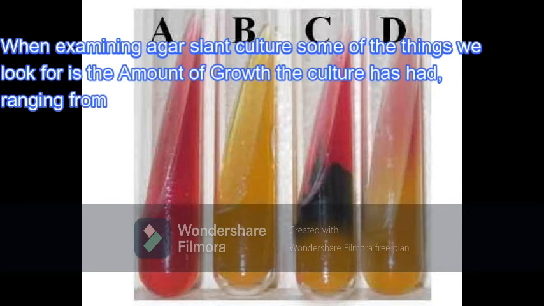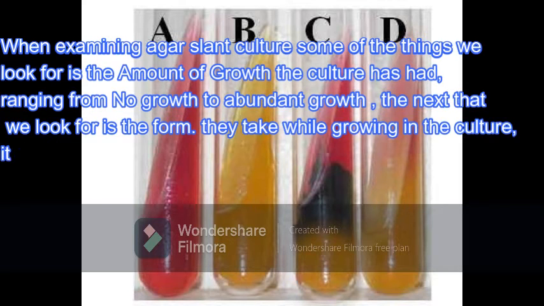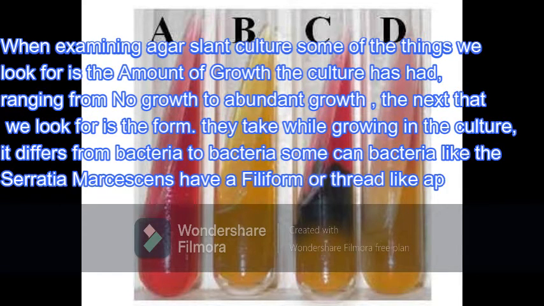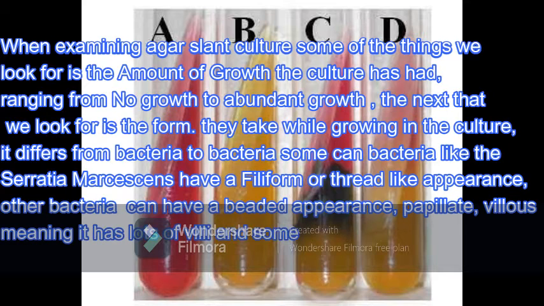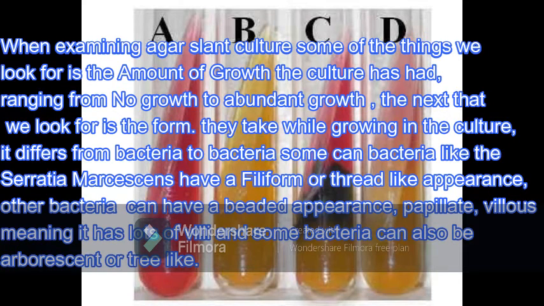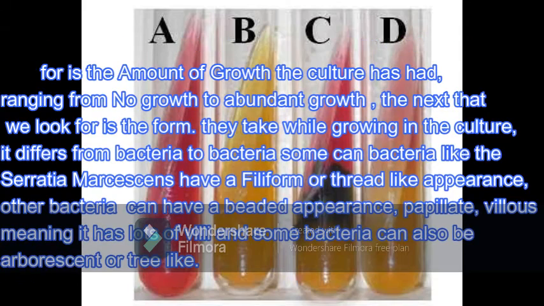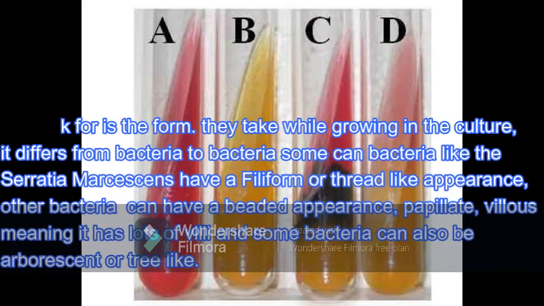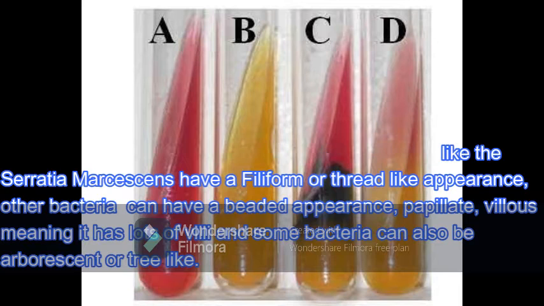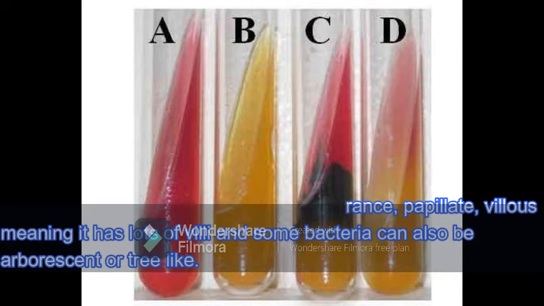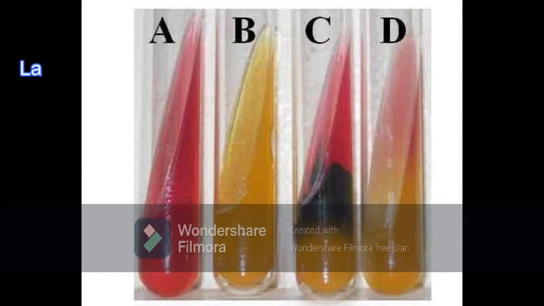When examining agar slant culture, some of the things we look for are the amount of growth the culture has had, ranging from no growth to abundant growth. The next thing we look for is the form they take while growing in the culture. It differs from bacteria to bacteria, and some bacteria, like Serratia marcescens, have a filiform, or thread-like appearance. Other bacteria can have a beaded appearance, a papillate, a villus, meaning it has lots of villi, and some bacteria can also be arborescent, or tree-like.